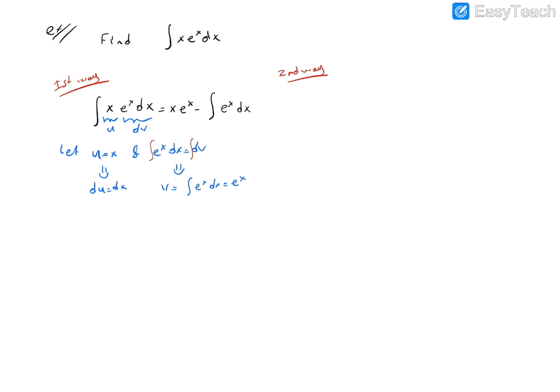So, easily, we can calculate this integral. So x times e to power x minus e to power x. Now we add the constant term here. So as a result, the integral of x e to power x dx equals x times e to power x minus e to power x plus c. This is clear in my opinion, and easy.